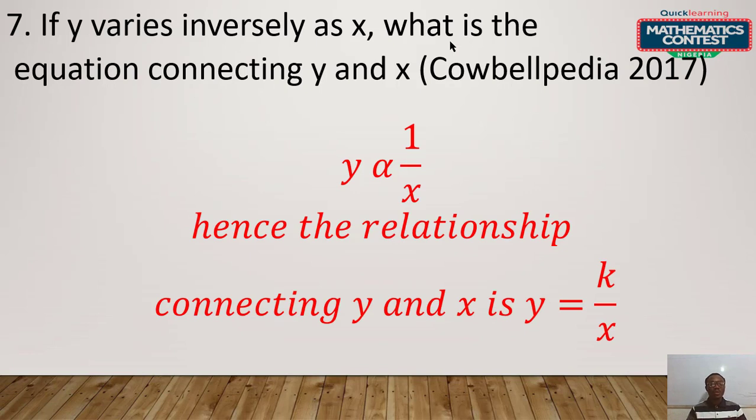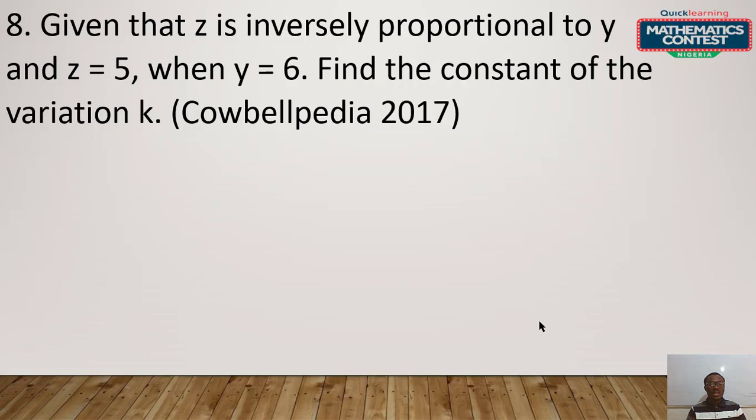Then the next one, for number 7: if y varies inversely as x, what is the relationship connecting y and x? So if y varies inversely as x, the relationship between them, when we introduce a constant k by removing the variation sign, all we have is y equals k over x. So this is the relationship between them, and it can also be written as k equals xy. It's the same thing. Now number 8, given that z is inversely proportional to y and z is 5 when y is 6, find the constant of variation k.